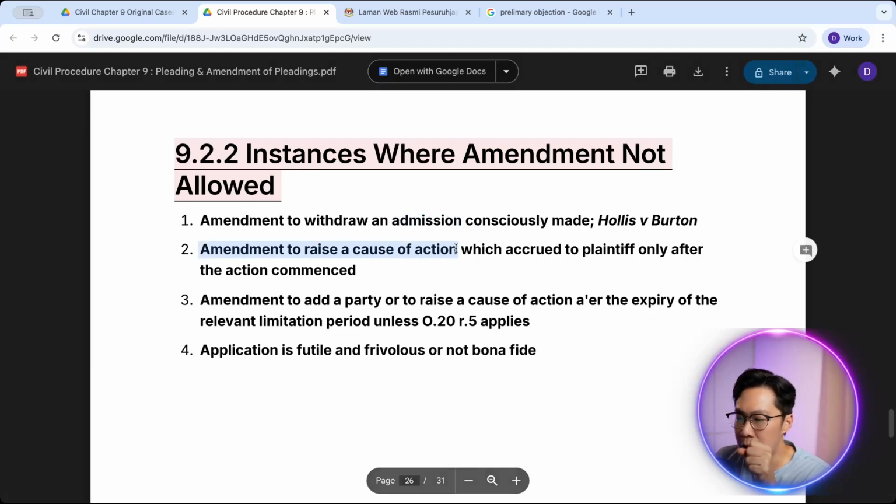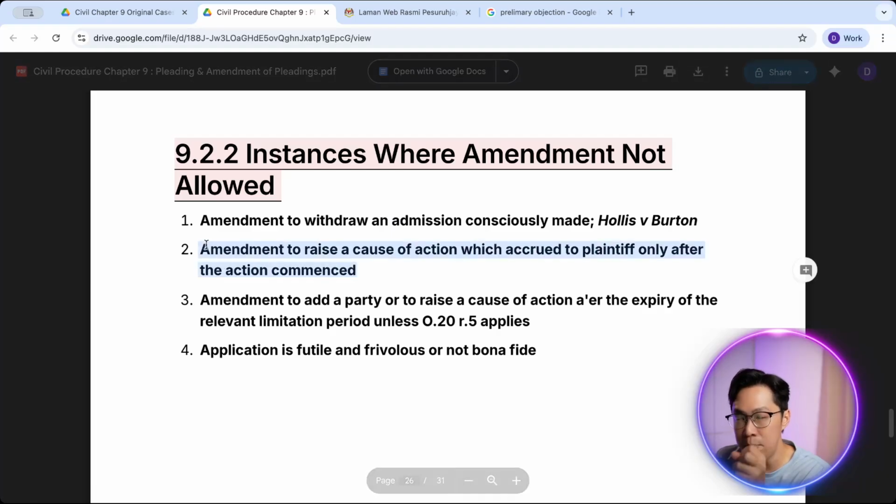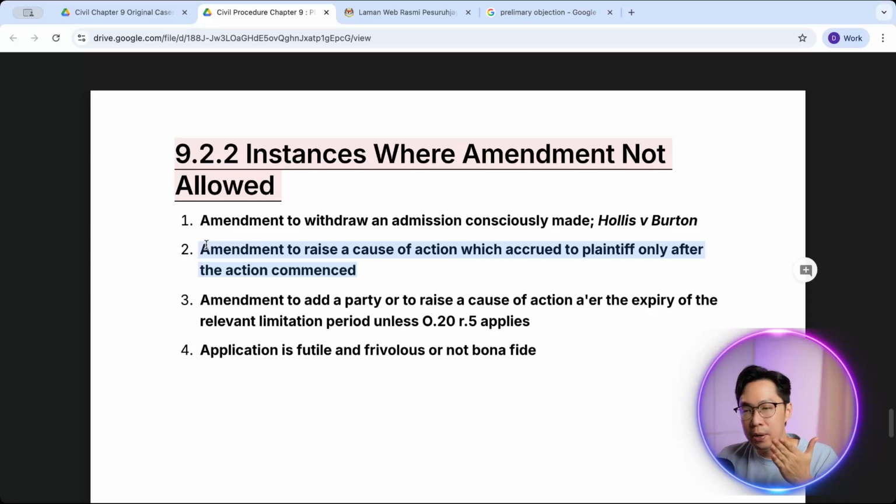Amendment to raise a cause of action which accrued to the plaintiff only after the action commenced. So this is similar to your Order 20 Rule 5. Your cause of action, breach of contract, happened on 1st of January. You file on that day. Now, you amend later on to add on tort of negligence. But the tort of negligence cause of action is not complete on that particular date. It may be complete a month later after you have filed the writ or statement of claim. So not allowed.